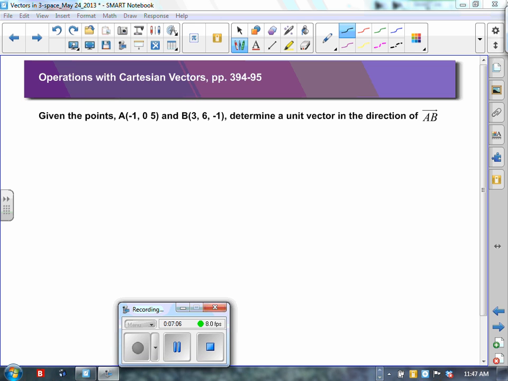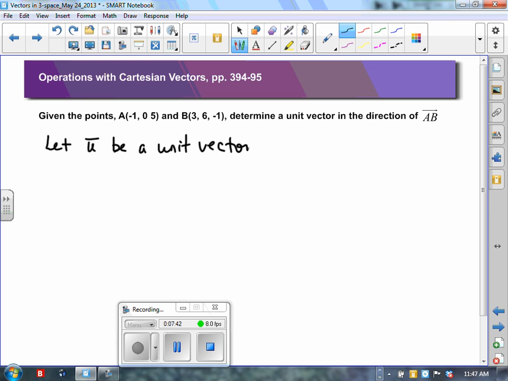So we have 2 points given to us. These would be the endpoints of the geometric vector AB. In order to make it a position vector, we would have to subtract the corresponding components of the endpoints A and B. The first thing we need to do, and the reason why I'm aiming at this, is let's say that U, or V or whatever letter you like, let U be a unit vector in the direction of AB.